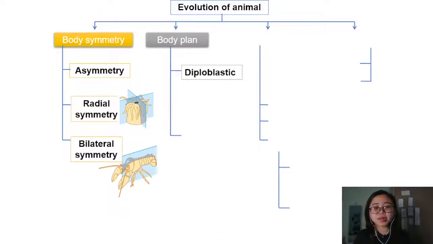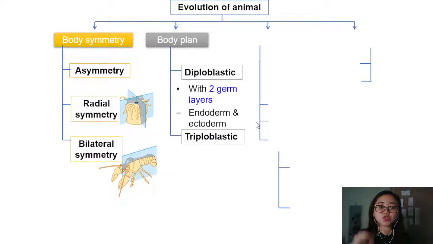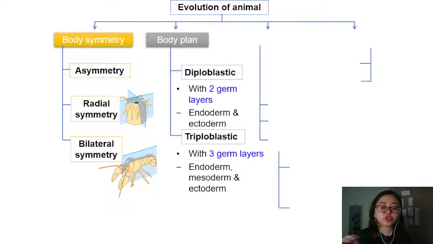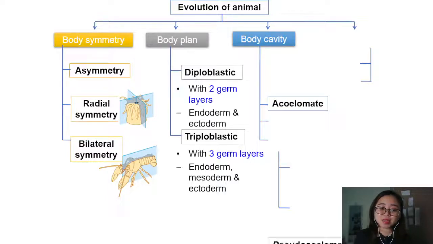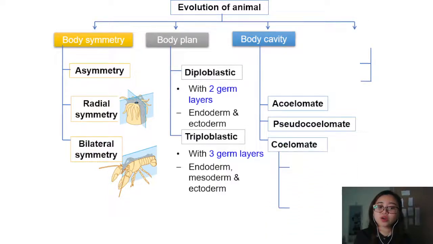Another criteria that we could look at is the body plan of the organism. So does the organism have a diploblastic body plan or a triploblastic body plan? A diploblastic means it has 2 germ layers when it is forming the blastula stage, and the 2 layers are endoderm and ectoderm. We'll look at this more later. If it's triploblastic, means it has 3 germ layers, which is the endoderm, mesoderm, and the ectoderm. The third criteria that we will look at when we study the evolution of animals is its body cavity. So we look at whether it is acoelomate, pseudocoelomate, or coelomate.